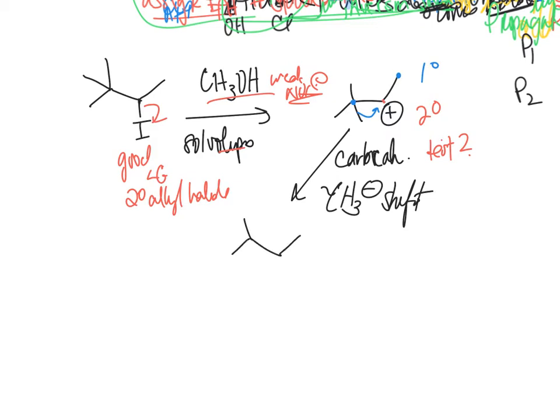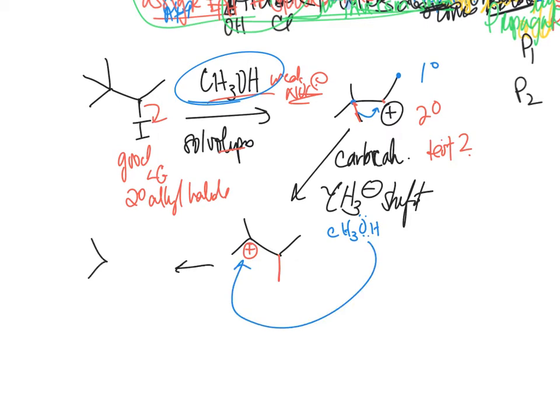So now let's make this carbon red so you can see that it moved here and it switched places with the carbocation. Now methanol can come in as your nucleophile, and it will come in, and then you would basically get this molecule. Okay, so that's showing you the carbocation rearrangement that happens in an SN1.